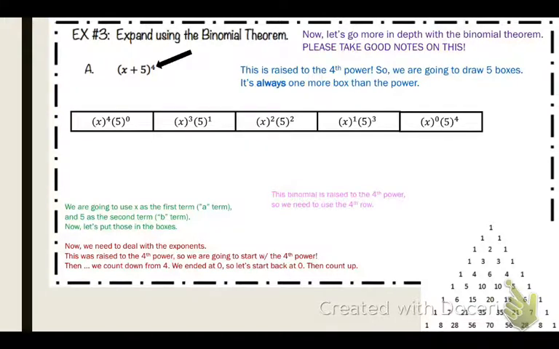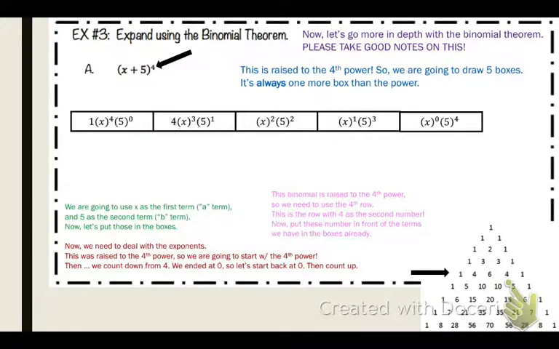And then this binomial is raised to the 4th power, and we haven't dealt with Pascal's triangle, so we need to do something with that triangle. We need to use the 4th row, which is the one with 4 as the second number. And we're going to put these numbers in front of the terms that we have in the boxes. So we're going to put the 1 on the first box, then 4, 6, 4, 1. Okay. Pretty straightforward so far.